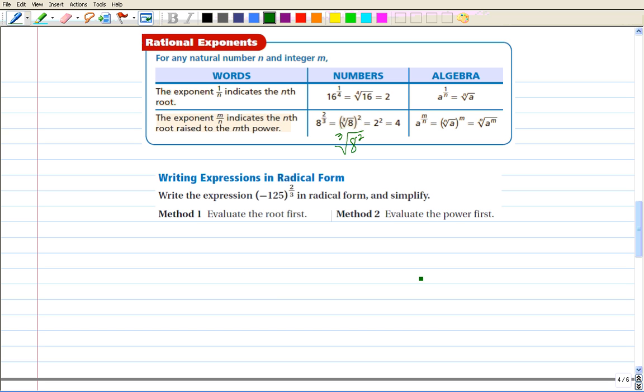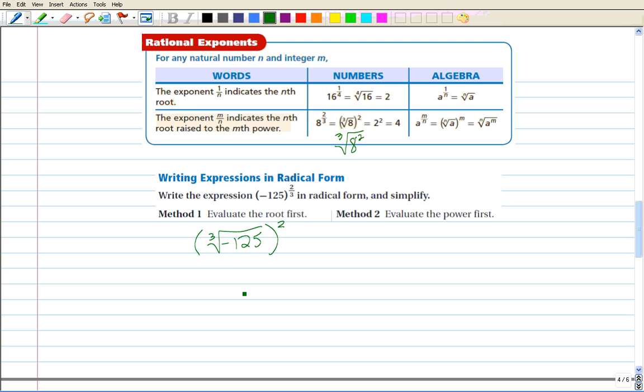So let's write the expression negative 125 to the 2/3 power in radical form and simplify. So there's 2 different methods that we can do this. First one is to evaluate the root first, and then the other one is to evaluate the power first. So let's see what that means. So one way that we could write this 2/3 is, in parentheses, the cube root. Our index is always the bottom number, the cube root of negative 125, and then square it. The power is the numerator. So we can do it this way.